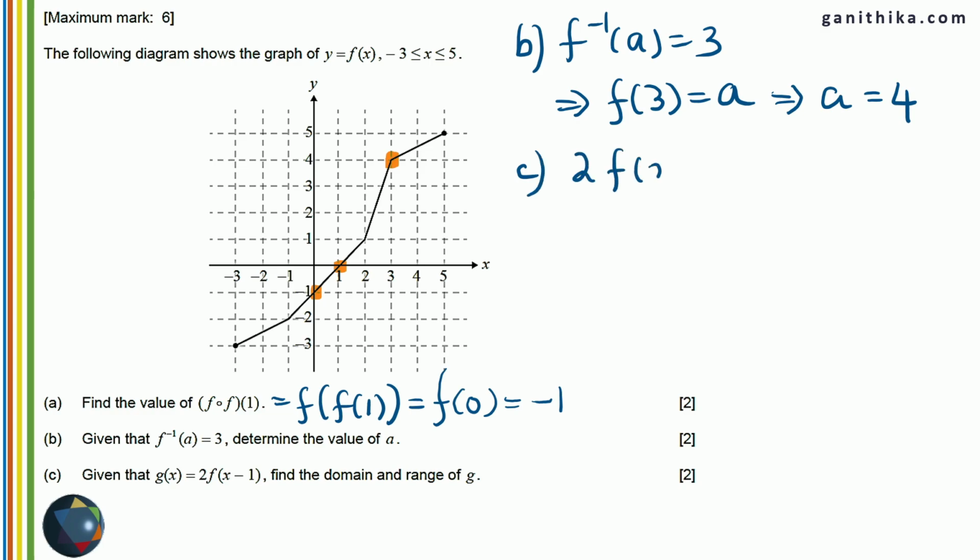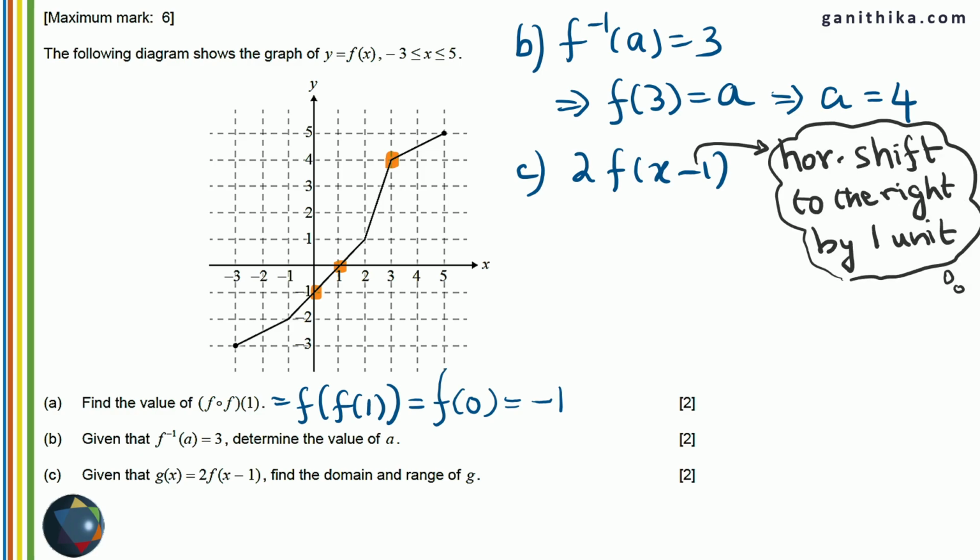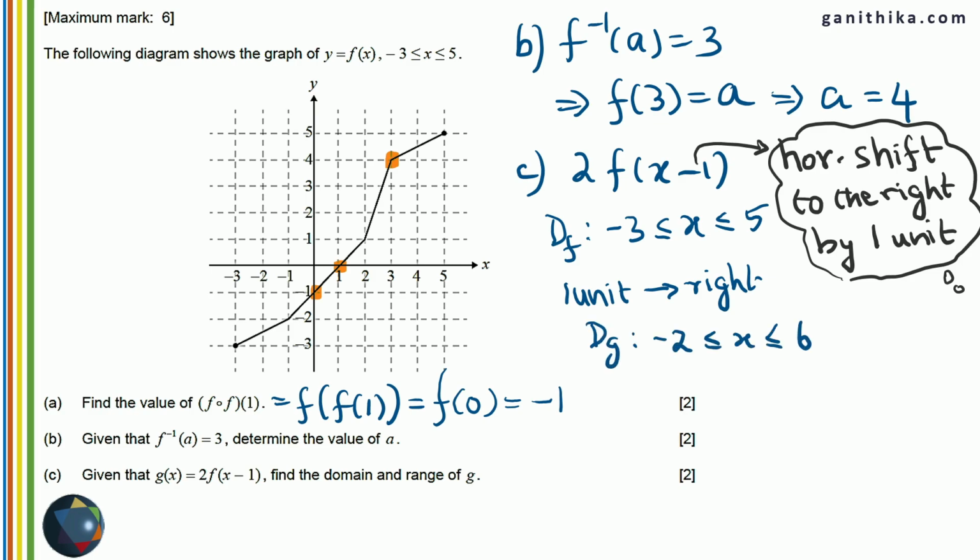Going to question C, it's a transformation once again. 2 times f of x minus 1 is a g of x. Now, what is the transformation that we have for the domain? Horizontal shift to the right by 1 unit. Therefore, every x value will be shifted to the right by 1 unit. So, domain of f, the original function, is minus 3 to 5. So, this domain will be shifted by 1 unit to the right, which means the final domain for g will be negative 2 to 6, both inclusive, as in the original domain. Negative 2 less than or equal to x less than or equal to 6 is the domain of g.